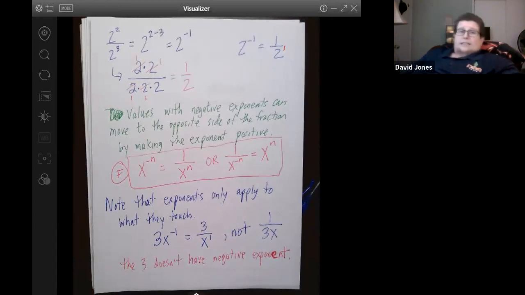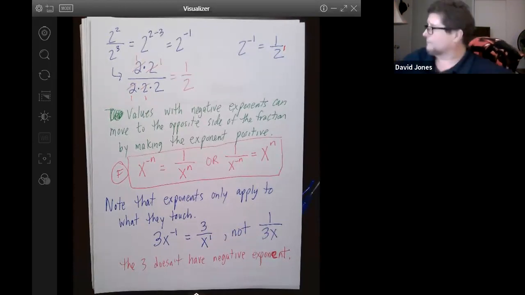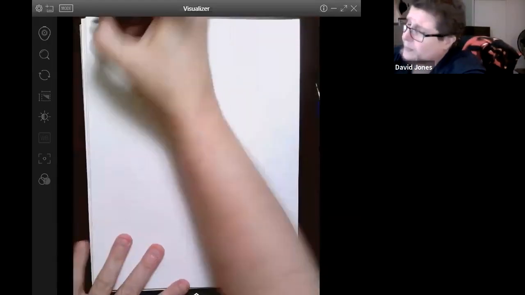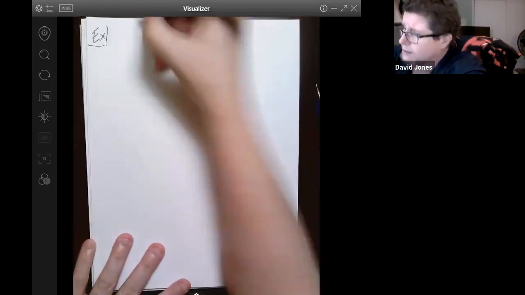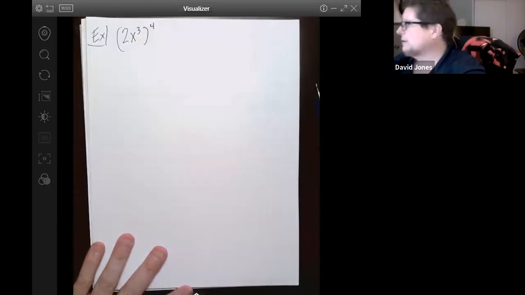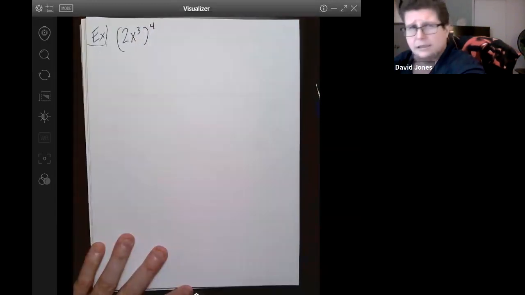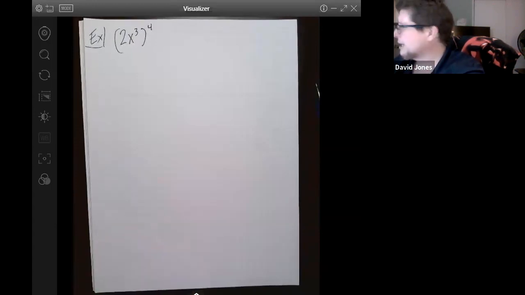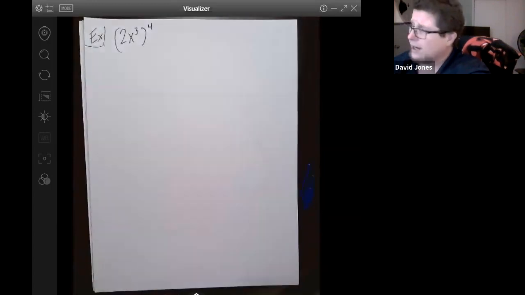Okay, let's look at some examples, give you something to try. So our first example, we're going to have 2x cubed raised to the 4th power. Try to work that out real quick, and then we'll do it together. Hit pause, please, so I don't have to just sit here and pause for 5 minutes in the videos. Hit pause. Okay, I'm going to assume you did.